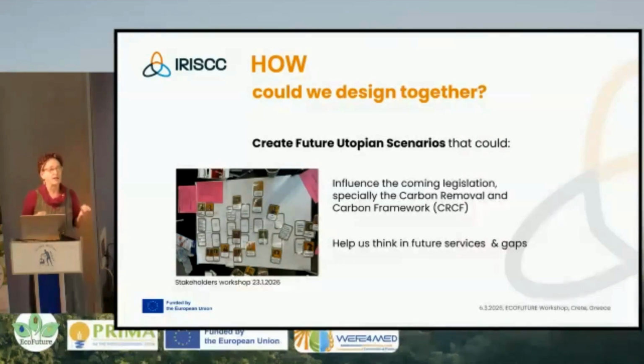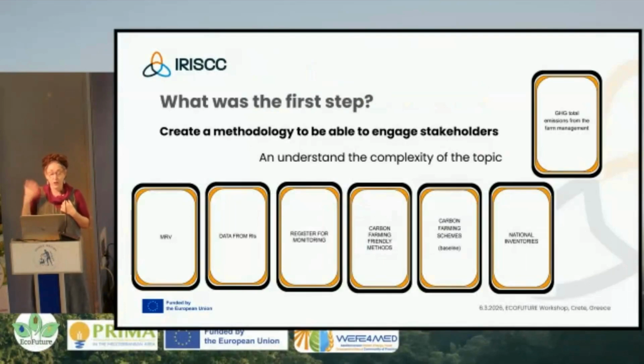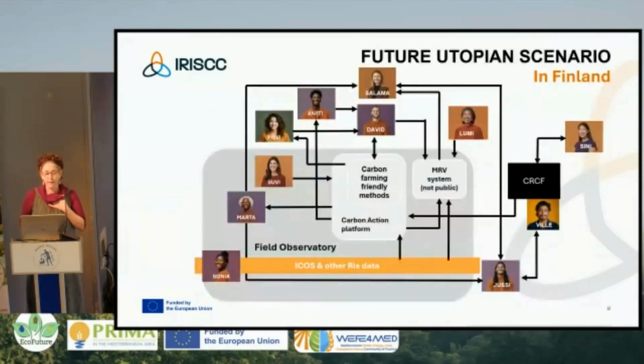What are the parts that we still don't have and need at the moment of implementing this carbon farming, carbon removal directive that is coming from the EU, as you heard Panos comment before. I'm not entering into that. So what was the first stage? We created a methodology to engage stakeholders and understand the complexity of the topic. And then we have been using these scenarios together with our stakeholders and partners in Finland.